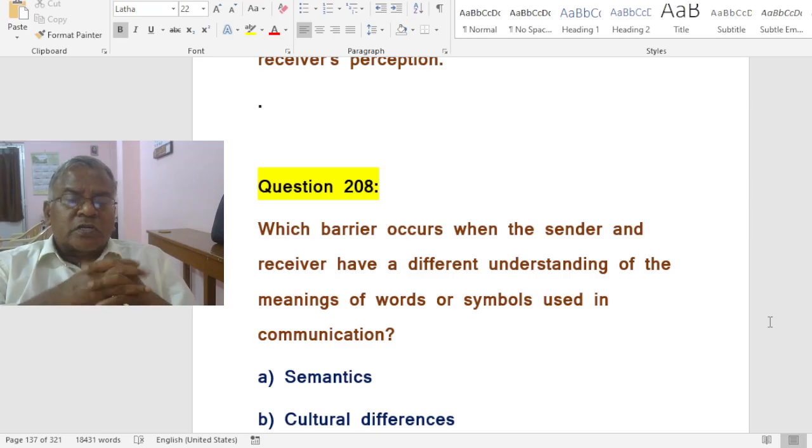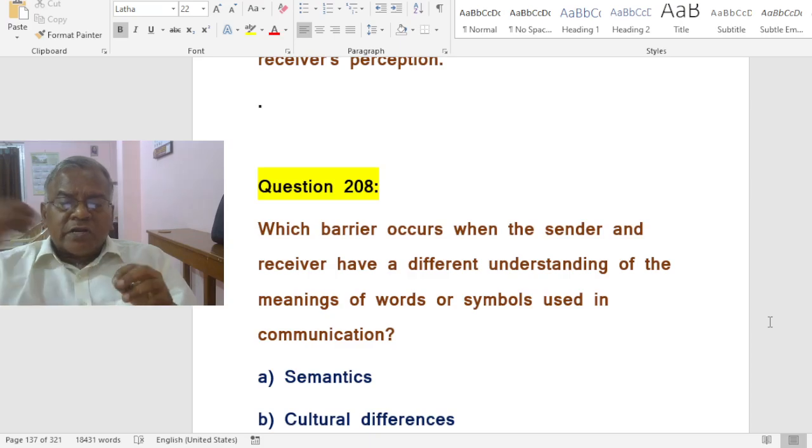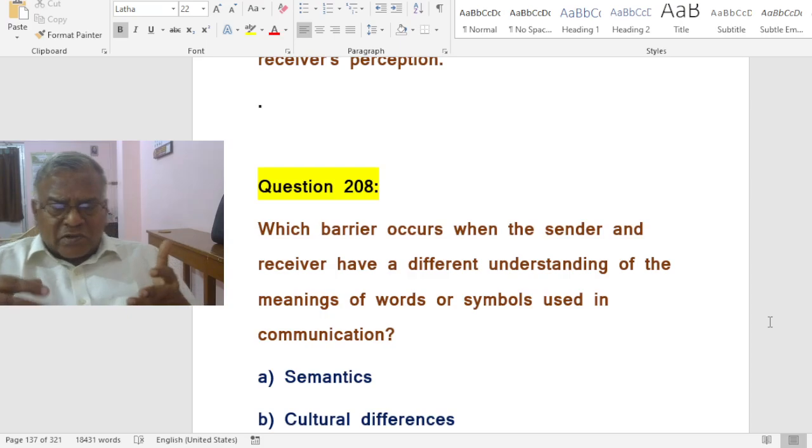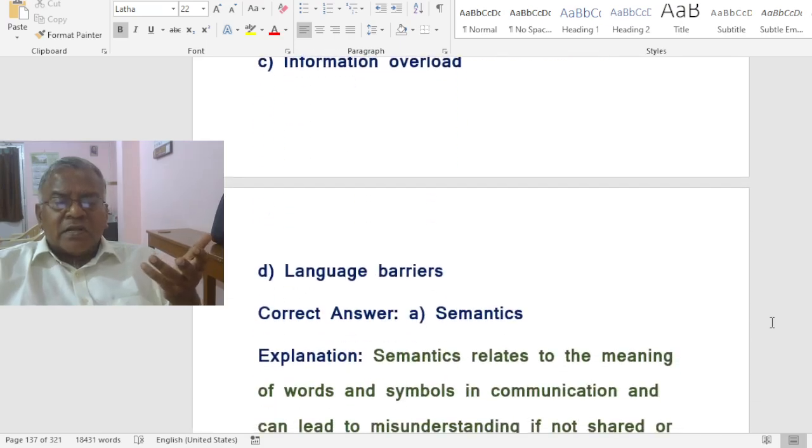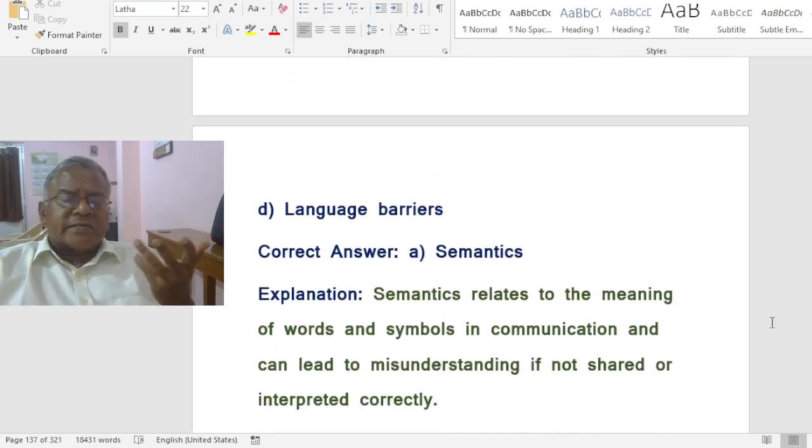Which barrier occurs when the sender and receiver have a different understanding of the meaning of words or symbols used in communication? So the words, symbols, the word means, immediately language, semantics. We have already seen that. Semantics relates to the meaning of words and symbols in communication and can lead to misunderstanding if not shared or interpreted correctly.